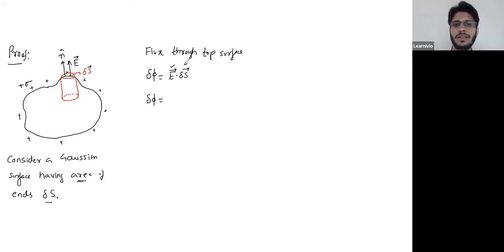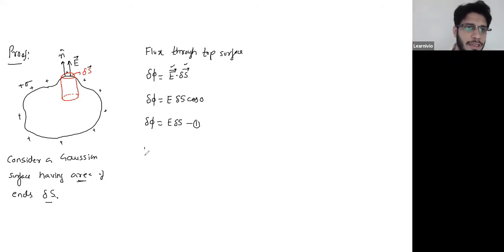It's not 180. No, it's not 90. See, electric field is perpendicular to the surface. Area vector is again perpendicular to the surface. They're acting in same directions. E and delta S are acting in same direction. Yes, that means angle is 0 degree. So this is E delta S cos 0. Cos 0 is 1. So your delta phi is E delta S now. That's the solution.